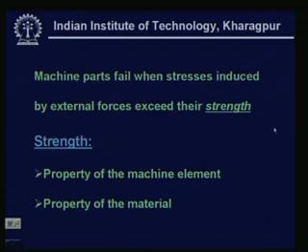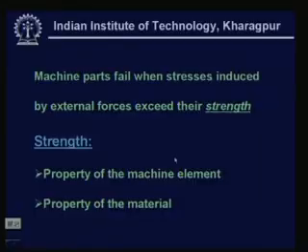Strength is a property of the machine element. What do we understand by that? Suppose this is a machine element which has been designed to take up some external loading. Once it has been designed, whether it is put onto a machine member or is simply lying on the table or somewhere else, it always has the strength for which it was designed. That is the reason we call strength a property of that machine element.